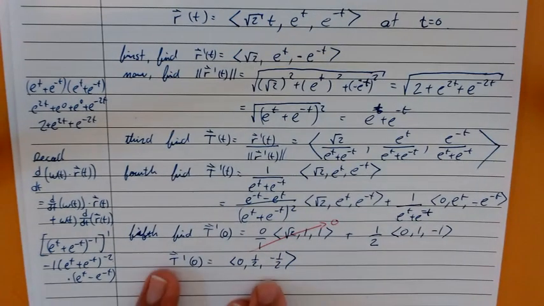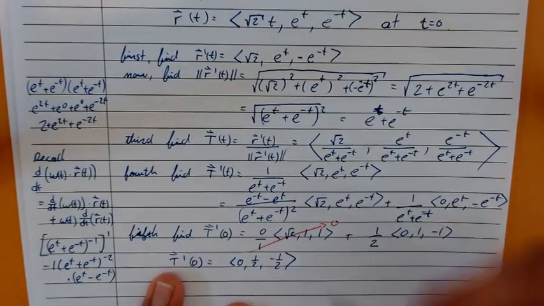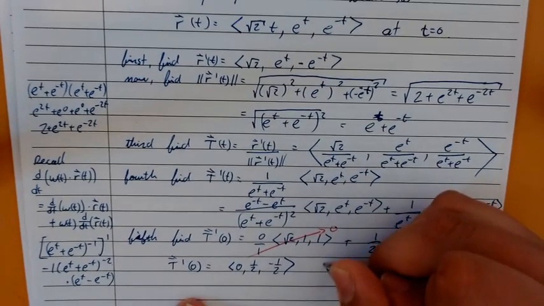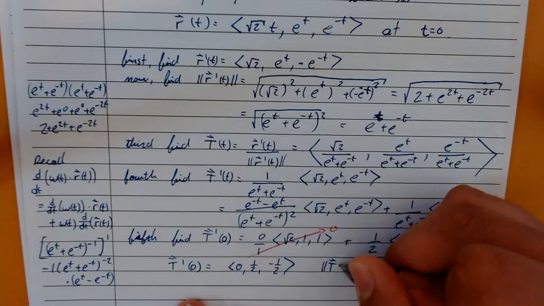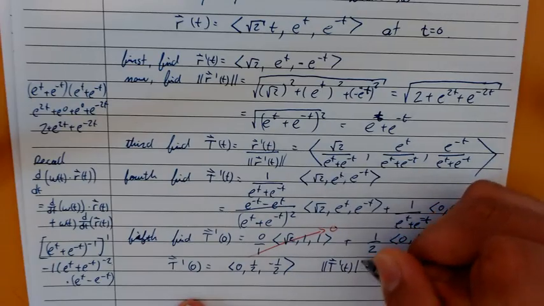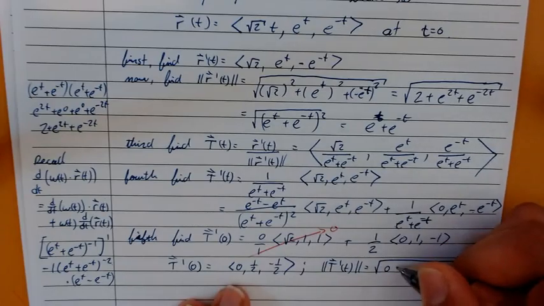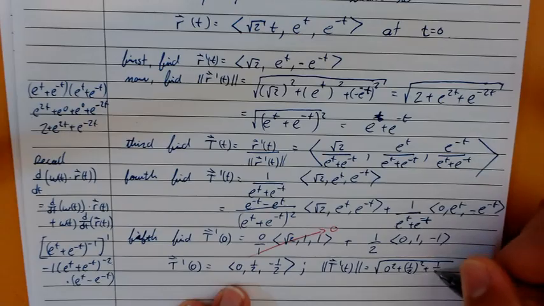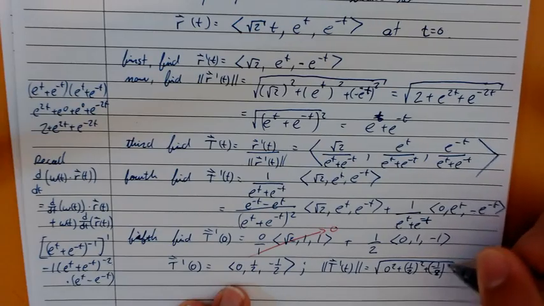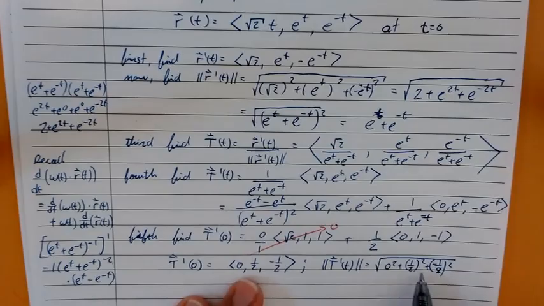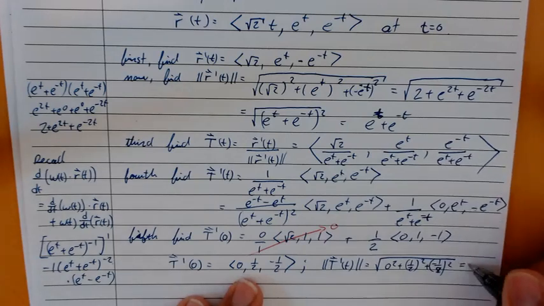And now we're almost done. This is the unit tangent vector at 0. Now we just need to find the magnitude of this and divide to get our unit normal vector. So let's find the magnitude of this unit tangent vector. That's going to be the square root of the sum of the squares of these components. All right, so 0 squared is 0. 1/2 squared is a quarter, plus another quarter. That's the square root of a half.